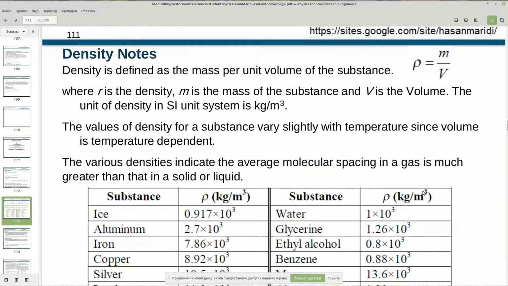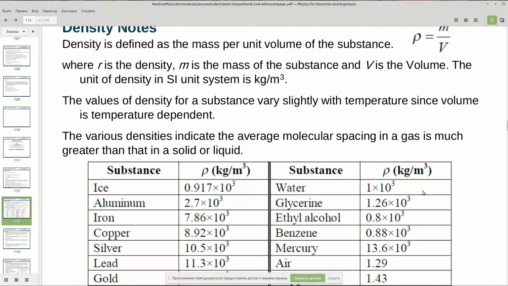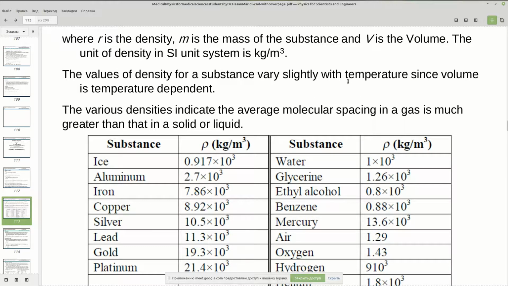Density is defined as the mass per unit volume of a substance, where rho is the density, m is the mass of the substance, and V is the volume. The unit of density in the SI unit system is kilogram per meter cubed. The density of a substance varies slightly with temperature, since volume is temperature dependent.